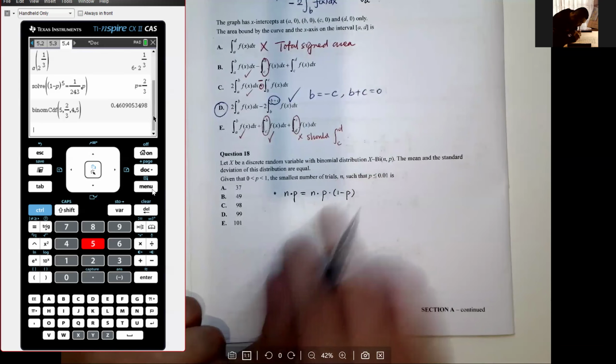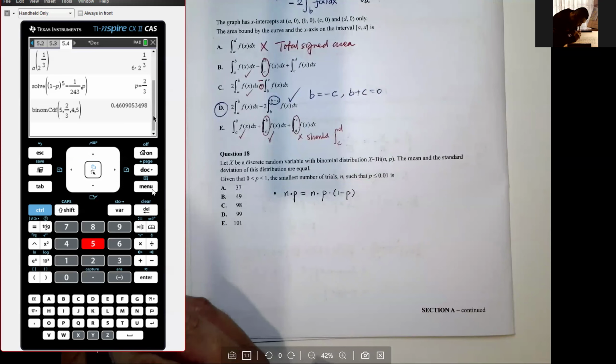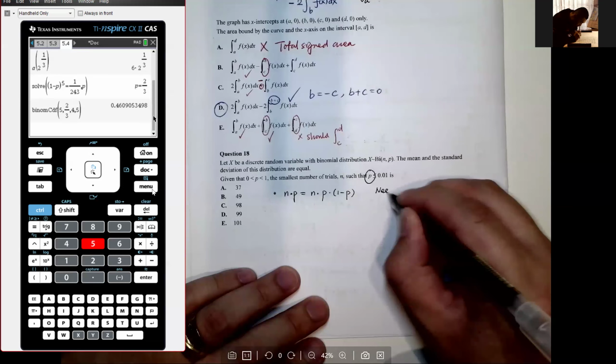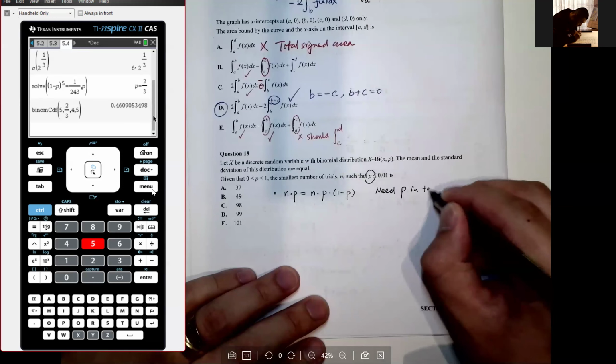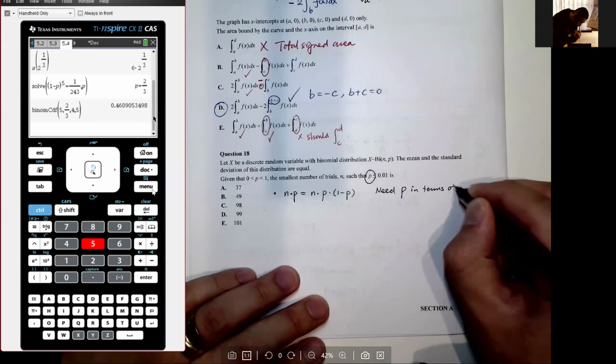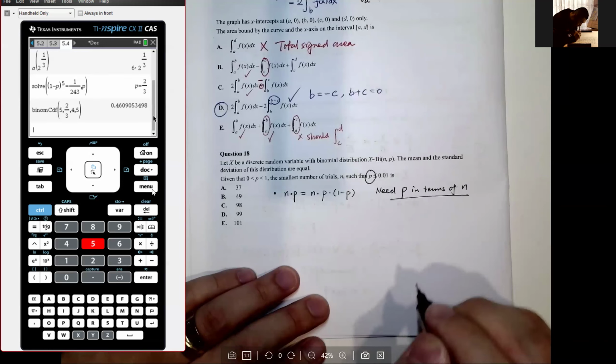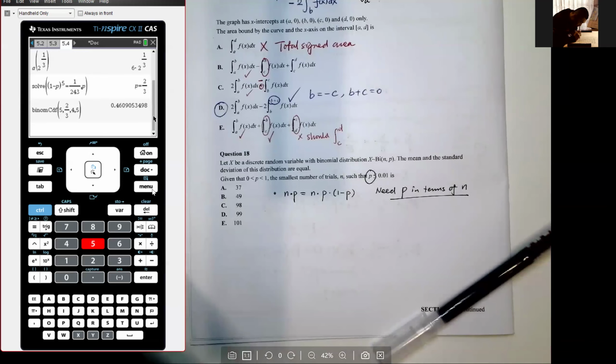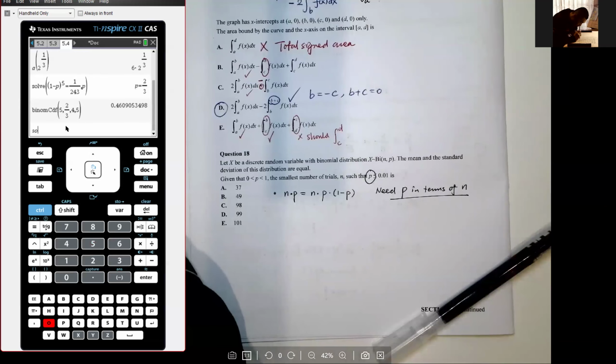The next thing is, if you look at the smallest number of trials n such that p is less than or equal to 0.01, we need p in terms of n, to create an expression of p in terms of n and make it less than or equal to 0.01. Okay, so that's two things I'm going to use.